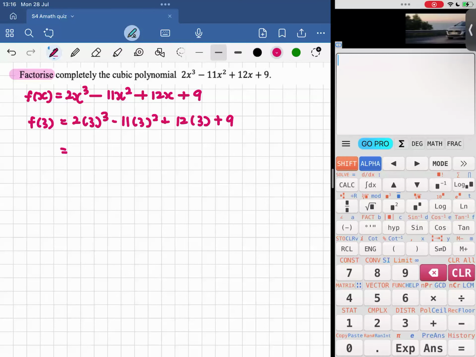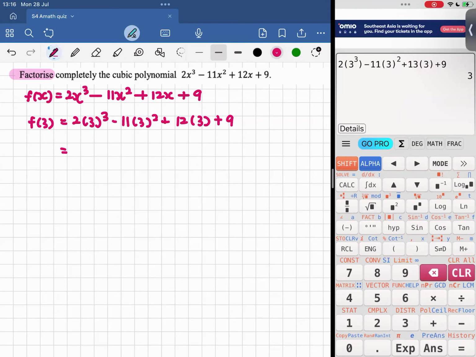So what we have from here is 2 times 3 power 3 minus 11 times 3 squared plus 12 times 3 plus 9. Oops, see? Those silly things. Okay, so yeah, this one is 0. So what you need to do from here, you must write down, so therefore, x minus 3 is a factor.